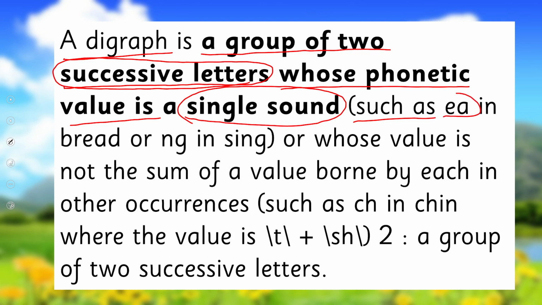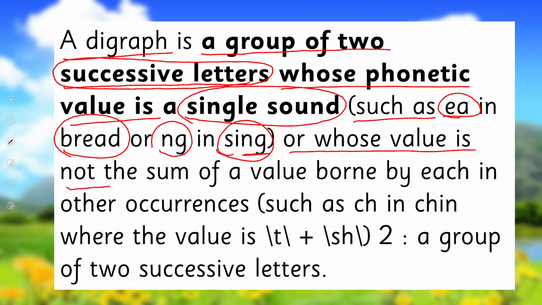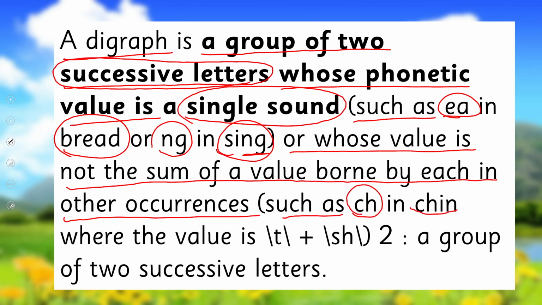Such as ea in bread and ng in sing, or whose value is not the sum of the values borne by each in other occurrences, such as ch in chin, and where the value is sh, and a group of two successive letters.